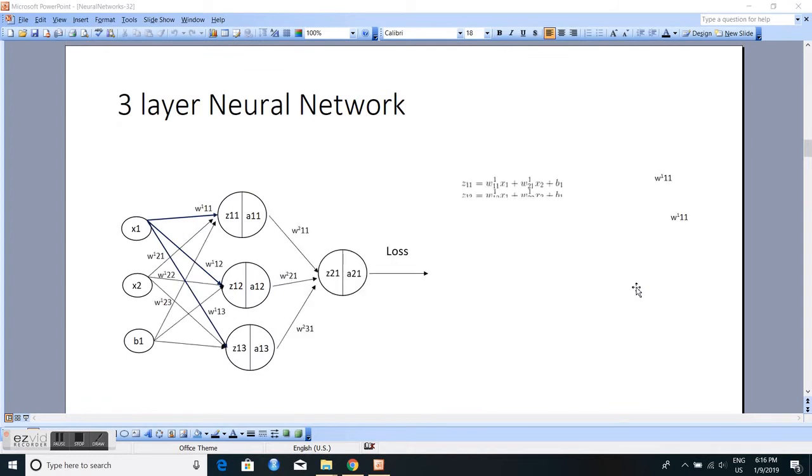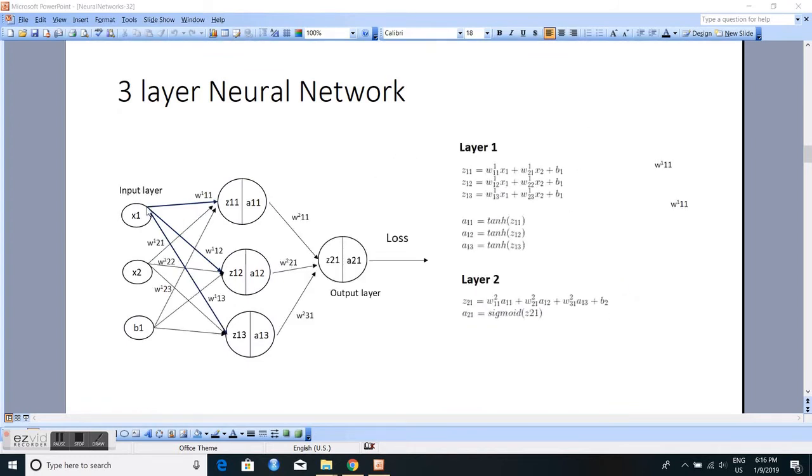Now let us take a simple three-layer neural network. We have two inputs, x1 and x2, and a bias term b1, and we have weights w11, w12 and w13 for the input x1, and w21, w22 and w23 for x2, and we have the bias term. And the superscript 1 essentially says that this is at layer 1. So we can calculate this activation z11 by taking x1 into w11, x2 into w21 plus b1.